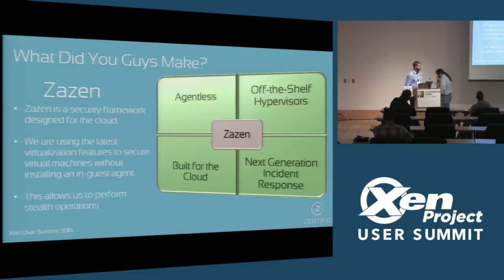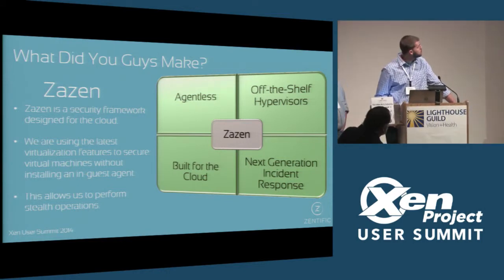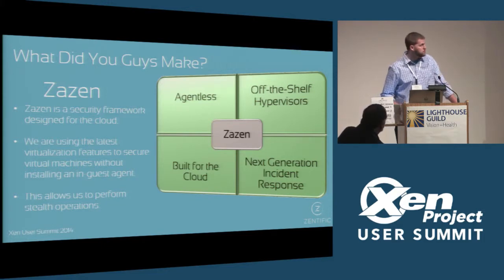So we built Zazen. Zazen relies on the memory access and CPU access from outside of the guests. And because of that, we don't need agents inside the actual VM to scan memory regions or look at the CPU. We integrate with off-the-shelf hypervisors. Mainly, we've been focusing on Xen, but there's much promise for other ones. And we really built this with cloud providers and people using hypervisors in mind. That was the first goal of the project.